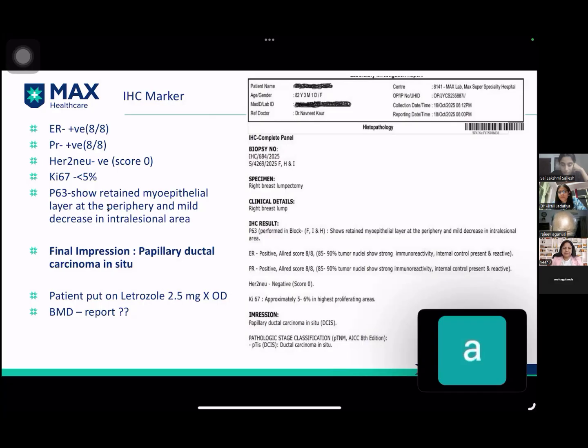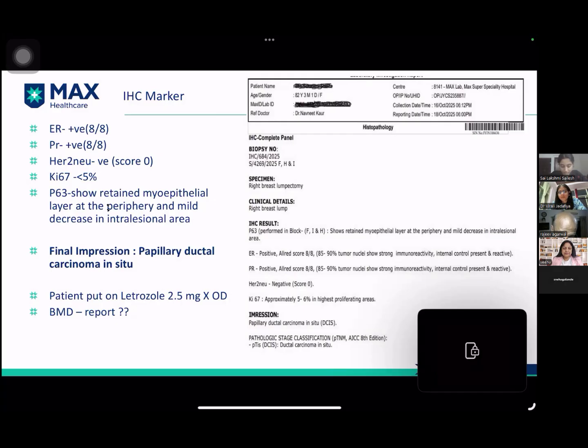P63 helps when I have to rule out an invasion. So if there is loss of P63 outside the papillary cores, if there is some focus outside, then P63 or SMA helps. So that is how we differentiate.